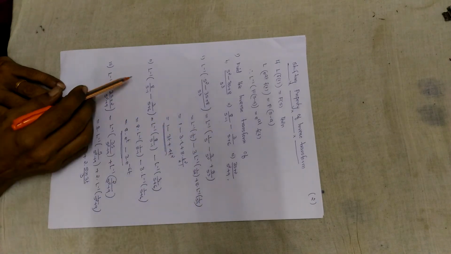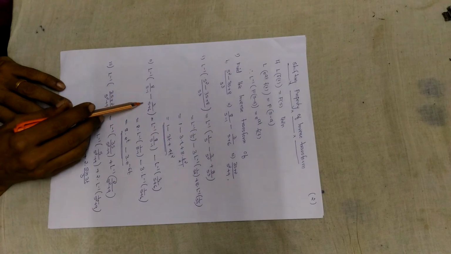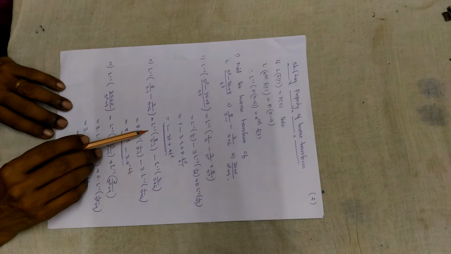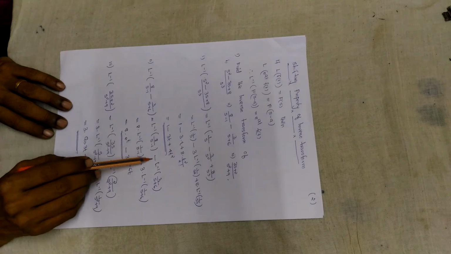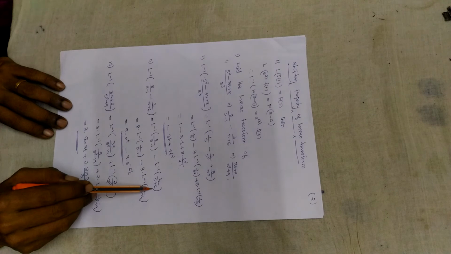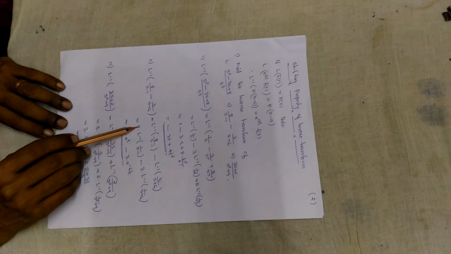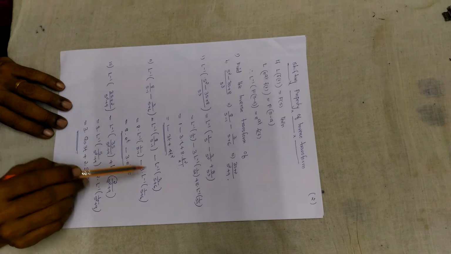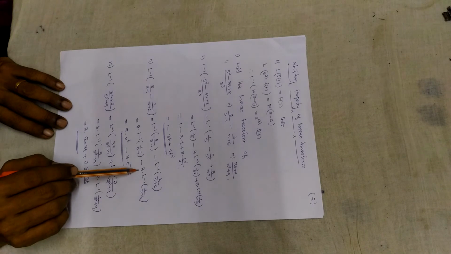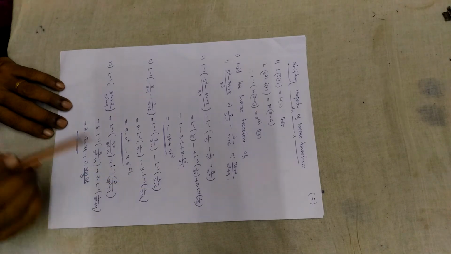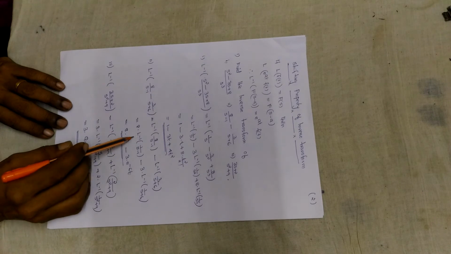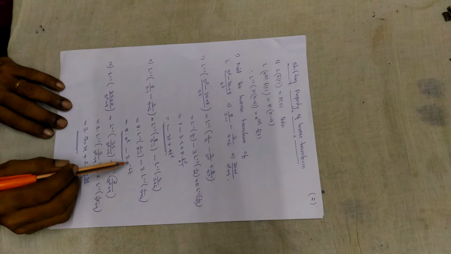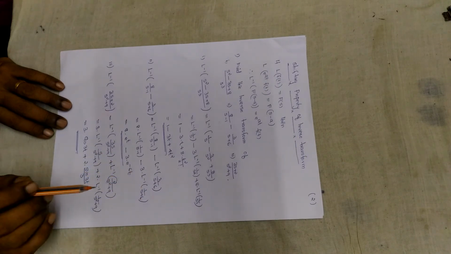And the second one is L inverse of 8 by s minus 1 minus 3 by s plus 6. So using linearity property, this can be written as L inverse of 8 by s minus 1 minus L inverse of 3 by s plus 6. So here 8 is constant, take outside 8 into L inverse of 1 by s minus 1, minus, then 3 is constant, take outside 3 into L inverse of 1 by s plus 6. So this equals 8 into, and we know L inverse of 1 by s minus 1 is e raised to t, 8 into e raised to t minus 3 into e raised to minus 6t.